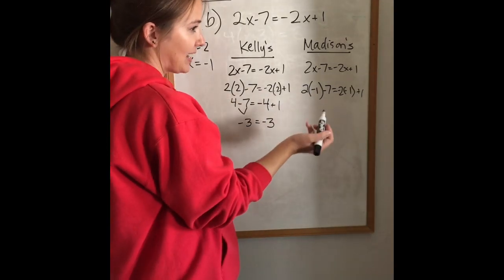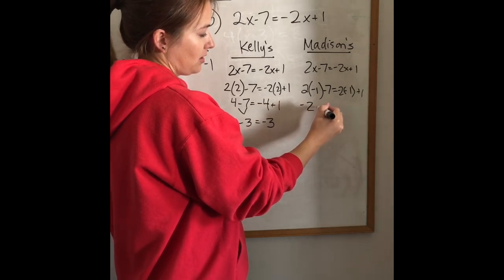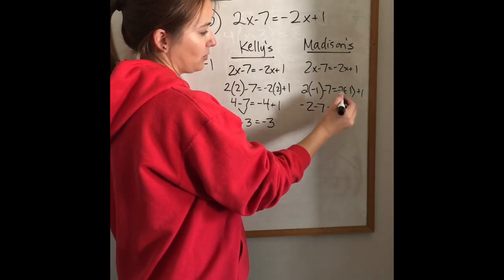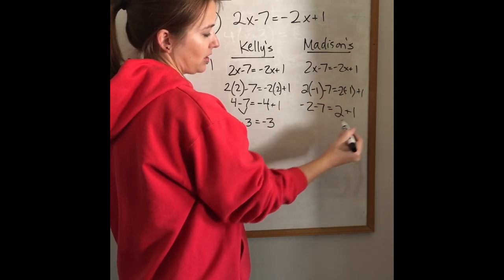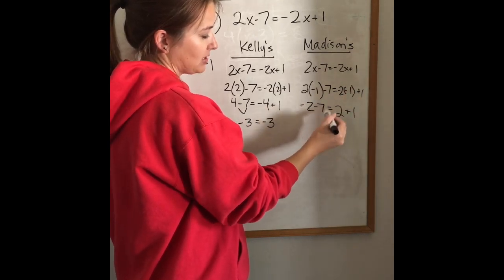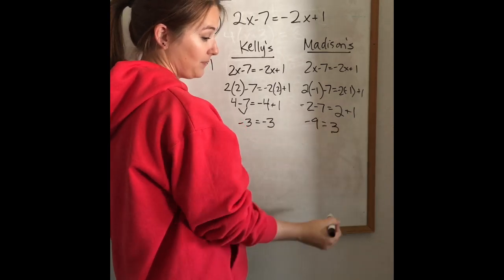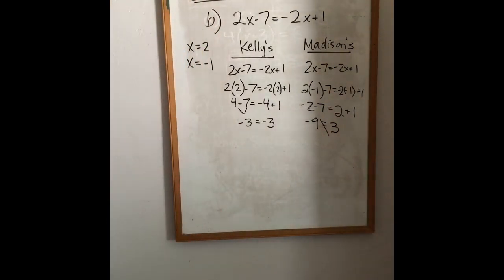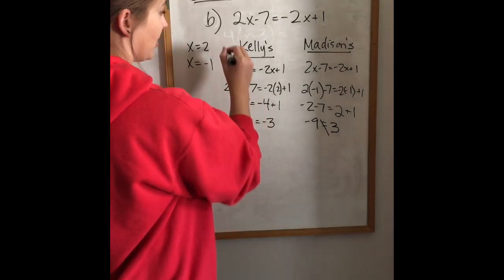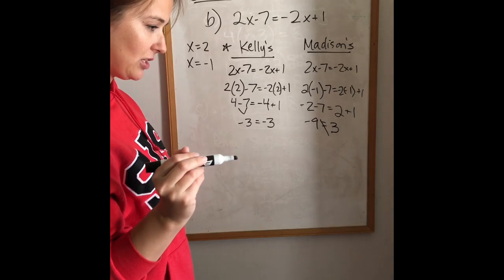Let's see if Madison's works. So 2 times negative 1 is negative 2, minus 7 equals negative 2 times negative 1 is positive 2, plus 1, and we're left with negative 2 minus 7, which gives us a negative 9, and 2 plus 1 is 3. And that is not equal. So that means that Kelly is the winner of this equation.